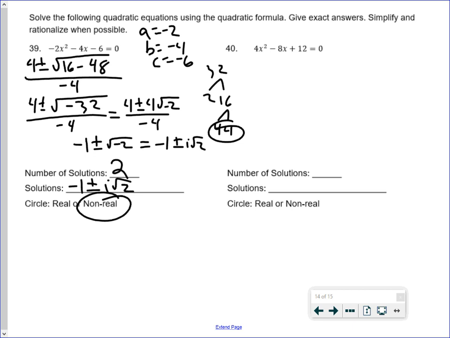solutions are going to be non-real. We have that i, so we know it's going to be non-real. I'm sorry about that little mistake. Don't forget to bring down your negatives to make sure you get the right answer. Okay? So 40, you do the exact same thing. Just figure out your a, b, and c, put it into your quadratic formula, solve it out, give us the exact answers, and simplify and rationalize when you can.